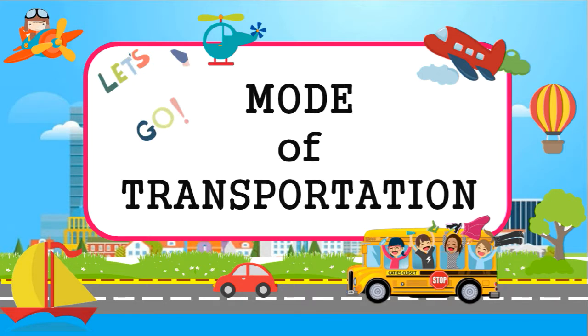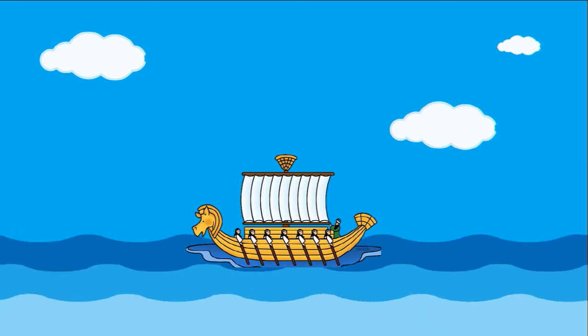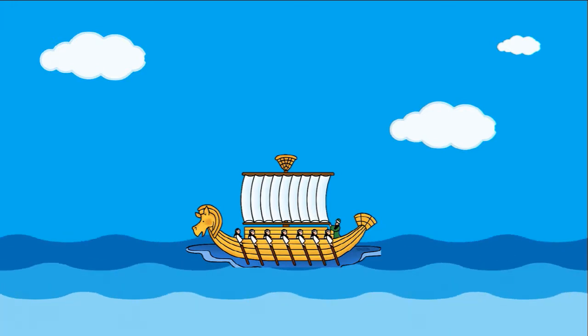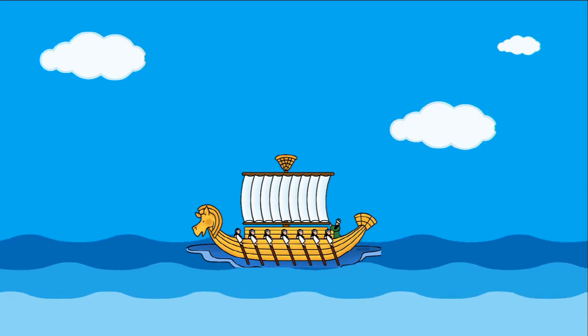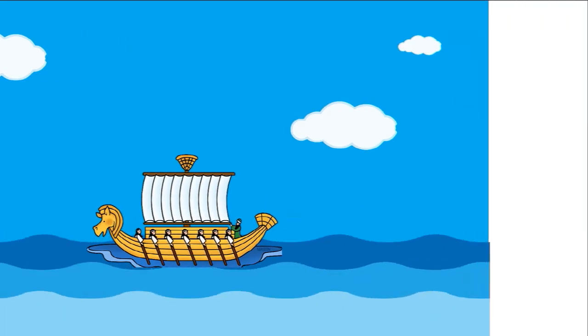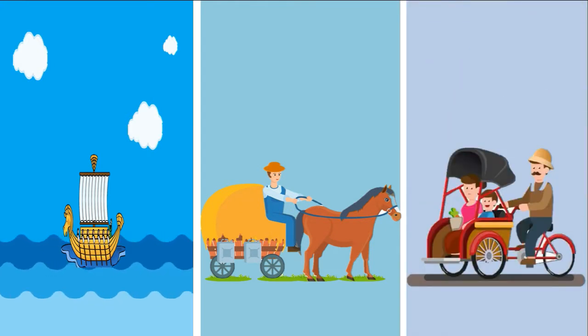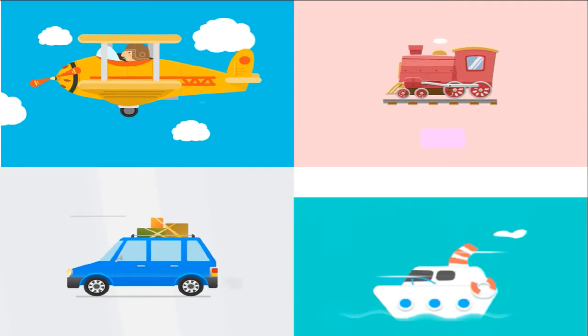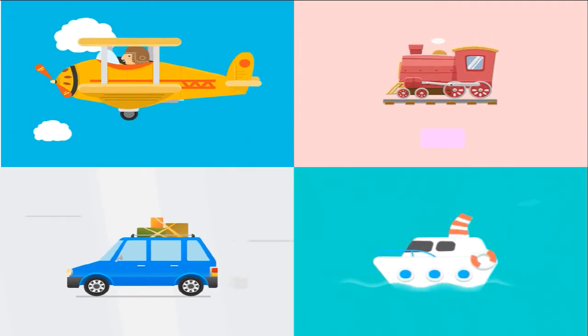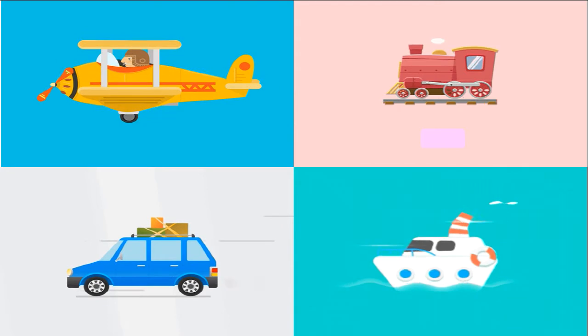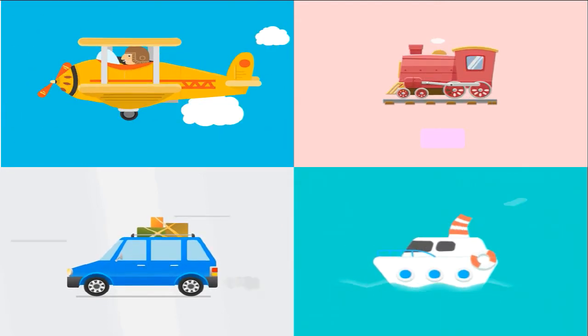Today, we will learn about modes of transportation. In ancient times, people traveled by means of transportation that still used human or animal power, such as wooden boats, rickshaw, and wagon or horse-drawn vehicle. But now, the means of transportation are more modern and mostly use engine power. So, come on, let's find out the mode of transportation and their names in English.